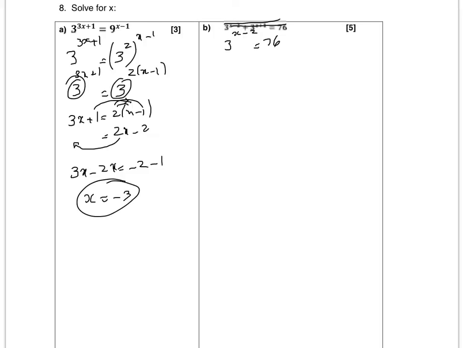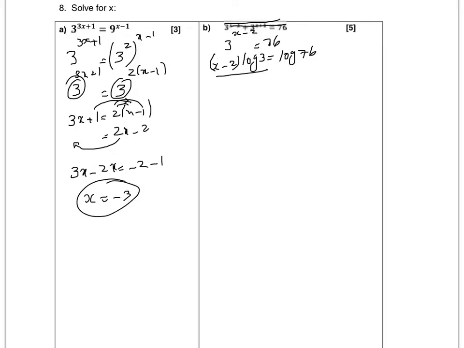The next equation is 3 exponent x minus 2 is equal to 76. Since I cannot represent 76 as a power with base 3, I have to use log function. So I take the log of both sides. I get x minus 2 times log 3 is equal to log 76.